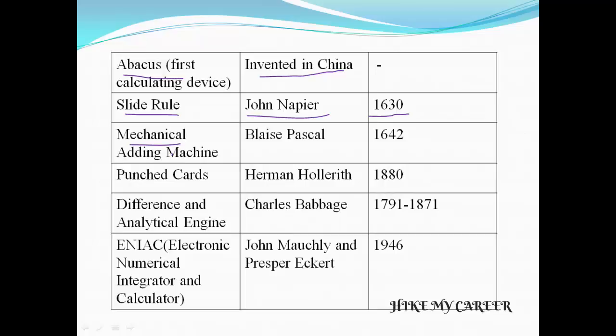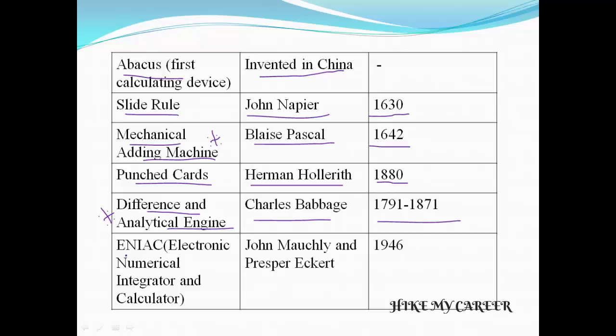Next is mechanical adding machine. Mechanical adding machine is very important. It is invented by Blaise Pascal in 1642. Next is punch cards. Punch cards invented by Hermann Hollerith in 1880. Next, difference and analytical engine. It is very important. Please note. Invented by Charles Babbage, 1791 to 1871.